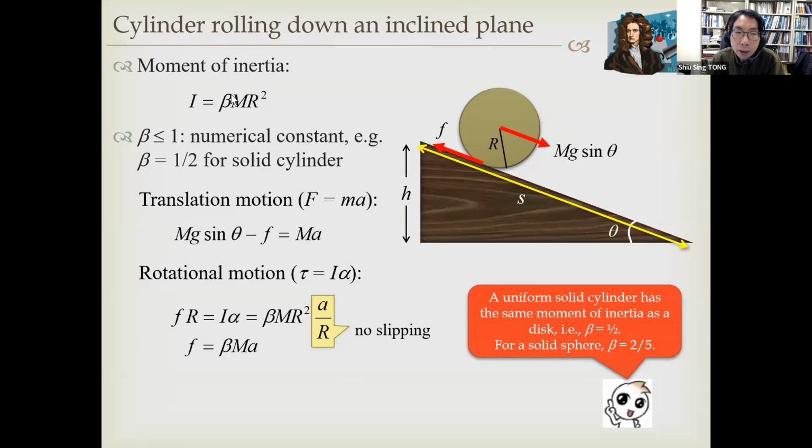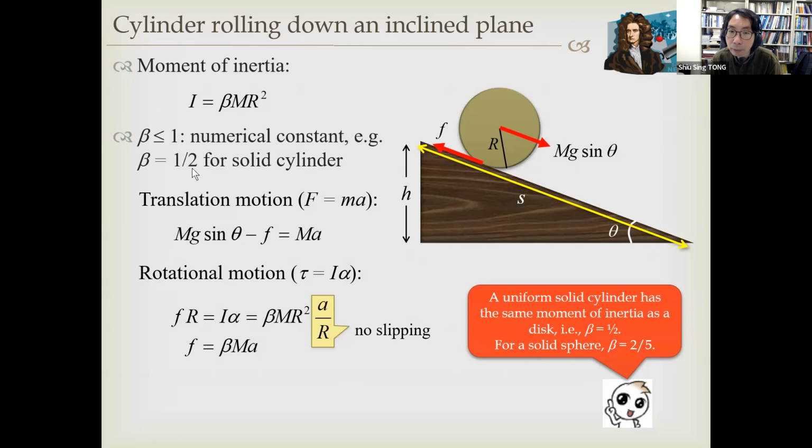Now in this example, we assume the cylinder to be a uniform one, and we write the moment of inertia as 1/2 mr². But in general, the cylinder may not be uniform. You may have more mass distributed around the center than on the periphery of the cylinder. So the beta may not be 1/2. Let me make it general. Instead of writing 1/2 mr², we write beta mr², where beta is a numerical constant.